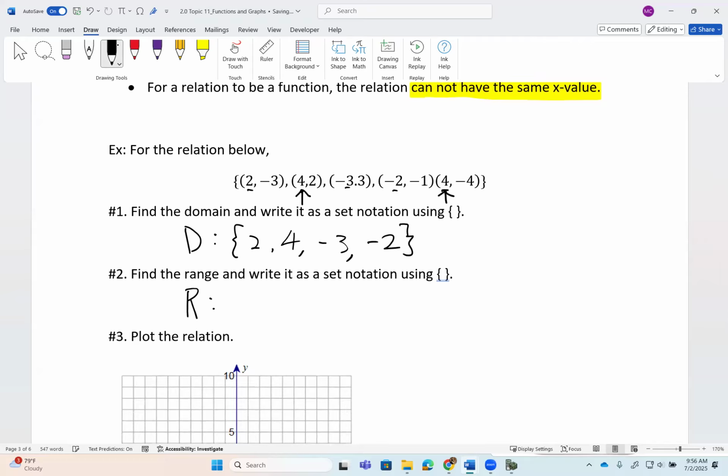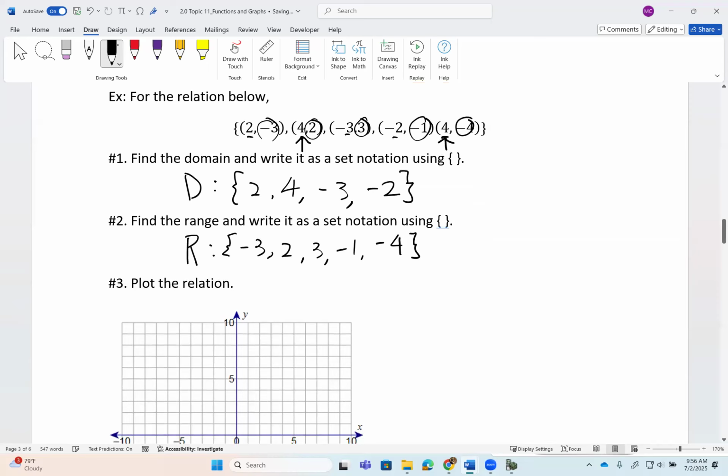Range is looking at all the y values, right? All the y values. So I'm just going to write it in set notation: -3, 2, 3, -1, -4.